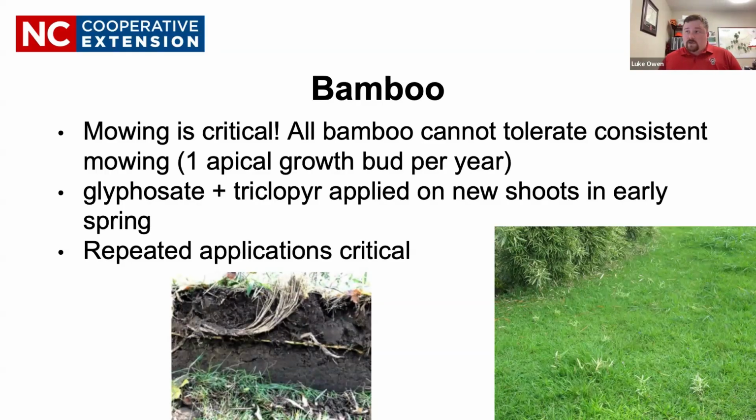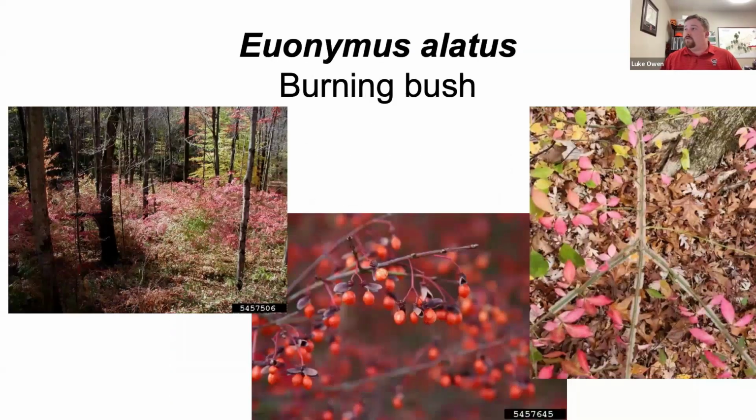Mowing can be paired with glyphosate and triclopyr mixed together in the same tank. That's applied on new shoots in the early spring to get good control. Repeated applications are really important. You can see the rhizomes there in the picture on the left. They can spread out up to 100 feet from where the original plant occurred. So bamboo can be a huge issue.